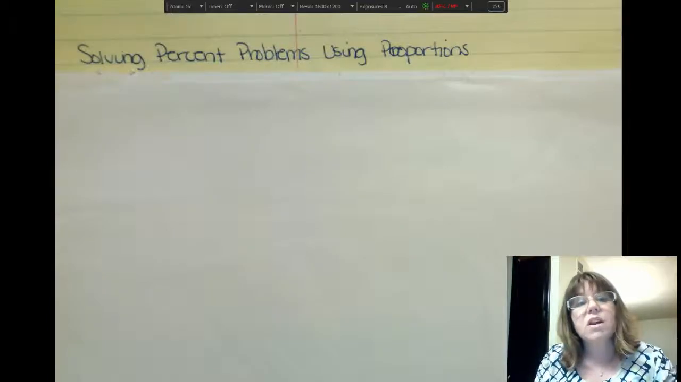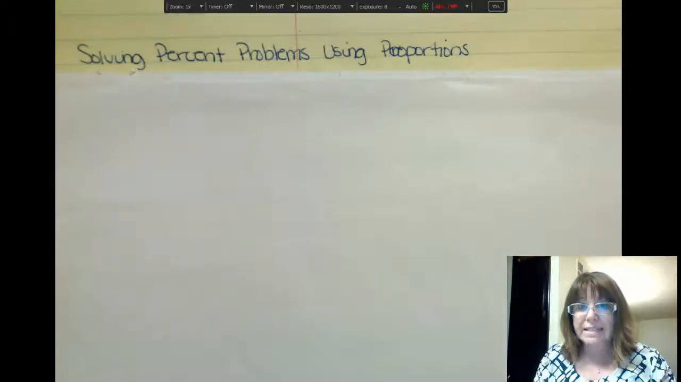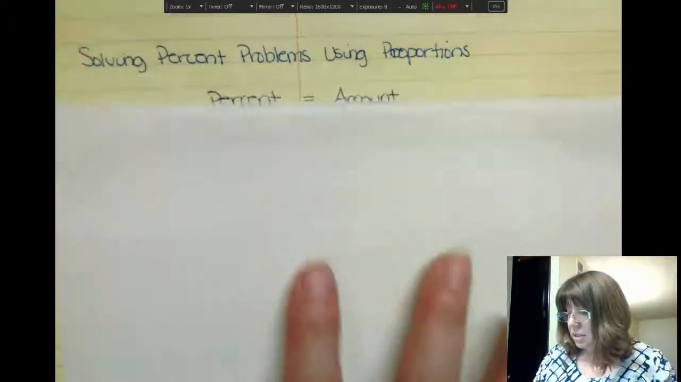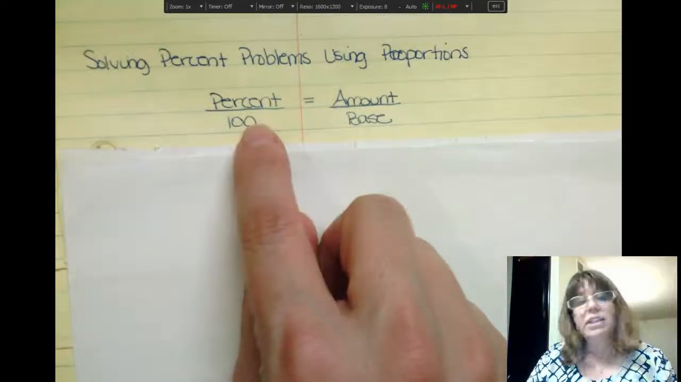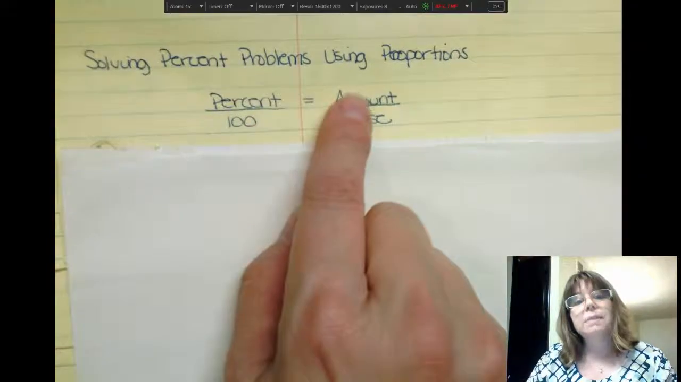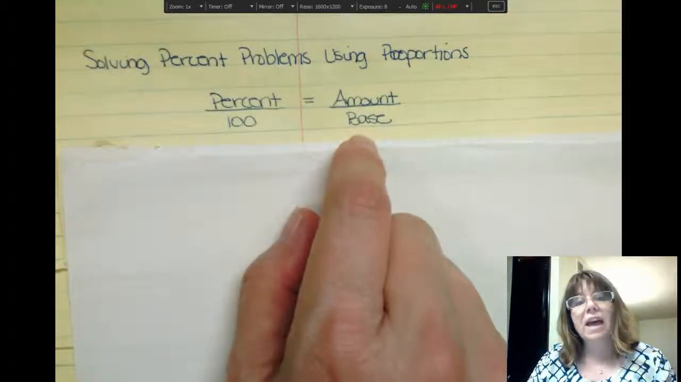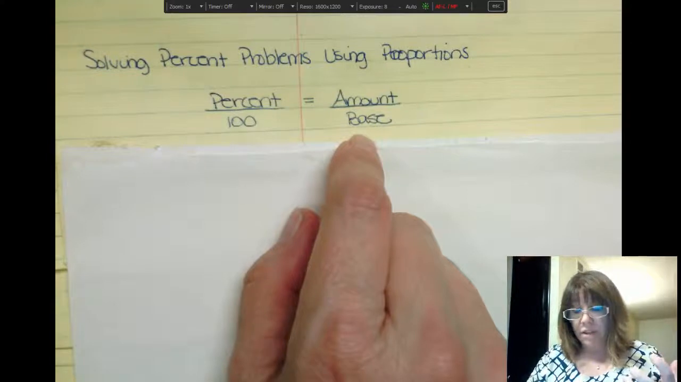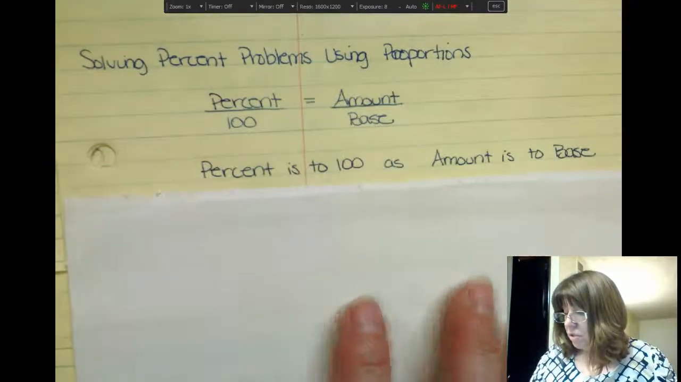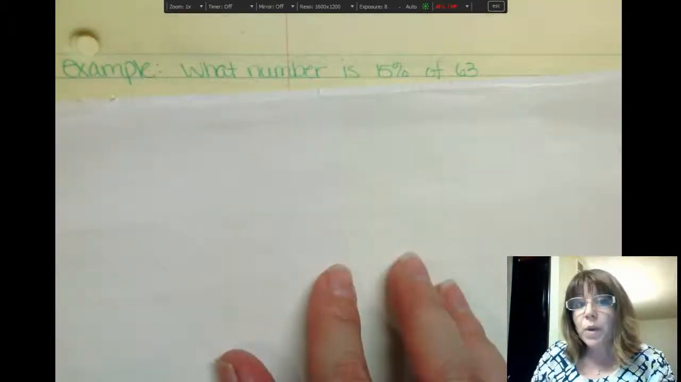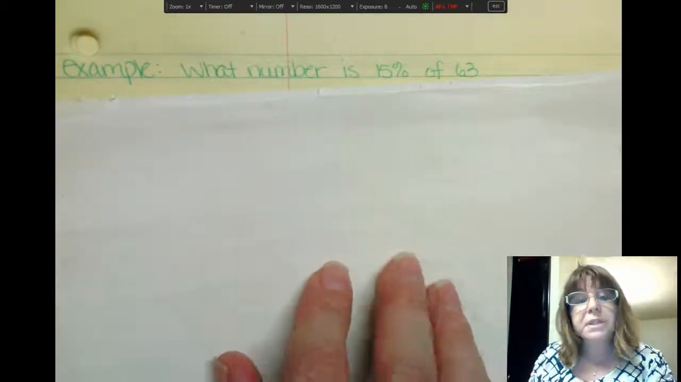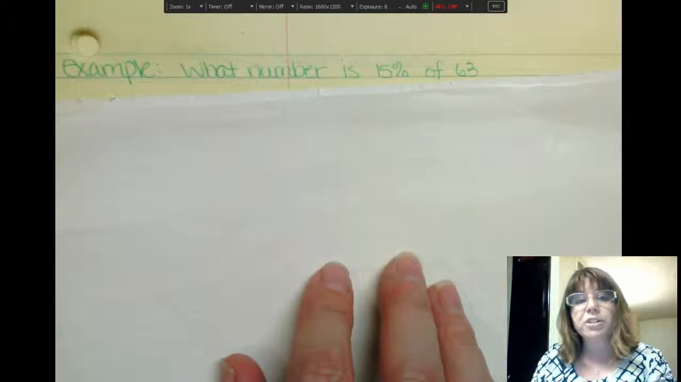We can also solve percent problems using a setup of proportions. So it's going to be the percent is to 100 as the amount is to whatever base we have, or our whole amount, if you think of it that way. So the percent is to 100 as amount is to base. I'm going to run through the same 3 problems, but this time setting them up as a proportion.